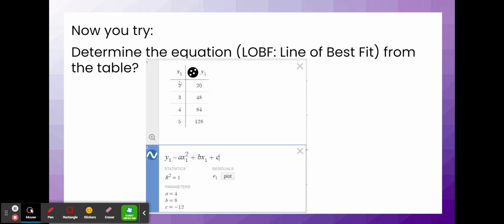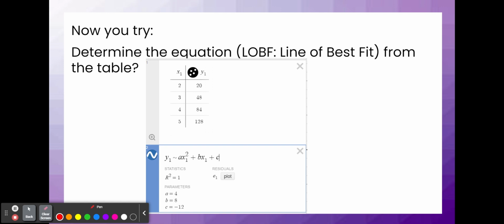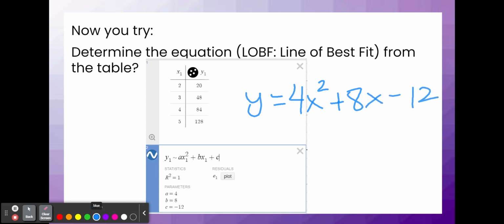So as you can see, I typed in my table, and I have my correlation coefficient, my A value, my B value, and my C value. So now I can go ahead and write my equation. Okay, so let me go ahead and write that out for you. So my equation would be y equals, or you can say approximately equals, 4x squared, because ax squared, plus 8x, which is the B value, minus 12, which is my C value.